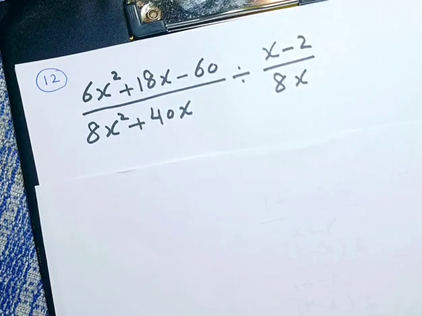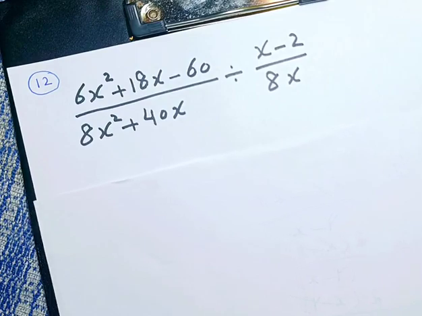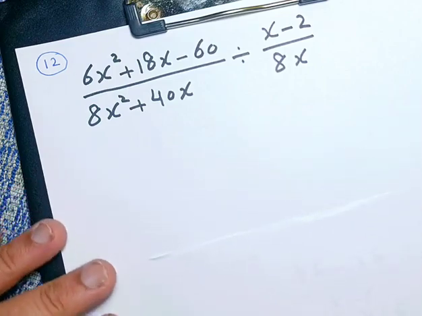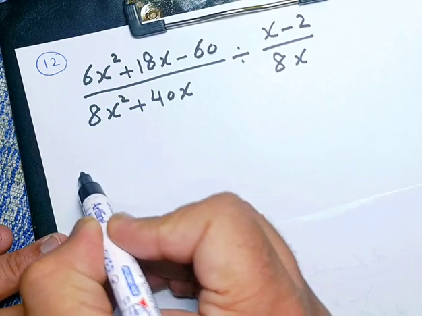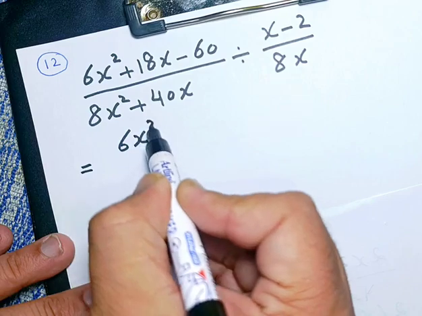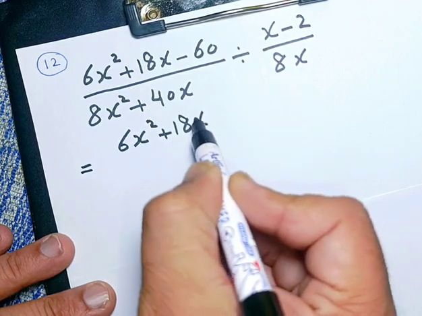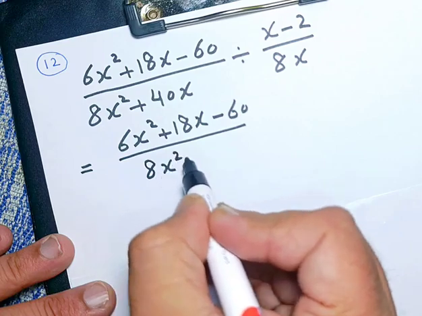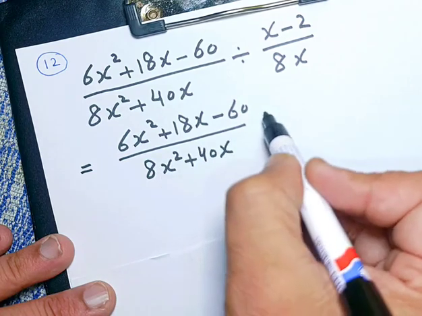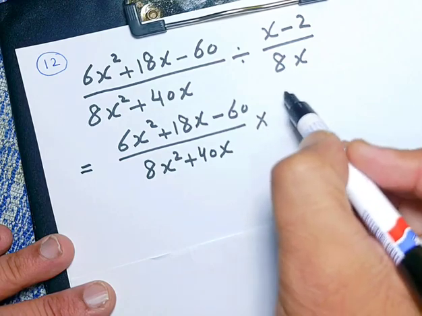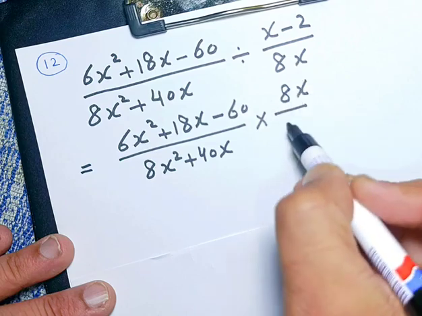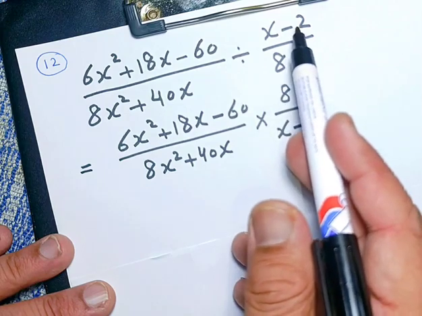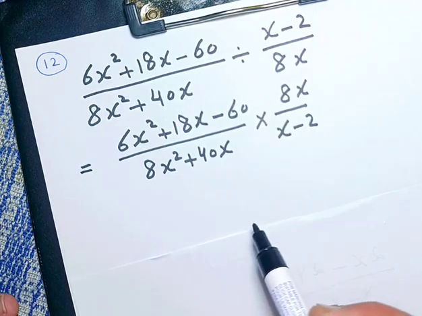So this is my final question. So now I can see the multiplication sign is in the middle, so obviously I have to invert. So now 6x squared, I'm going to leave as is, 6x squared plus 18x minus 60 over 8x squared plus 40x. Now multiply. Now the bottom will go to top, and the top will come to the bottom. So the numerator becomes denominator, denominator becomes numerator. Now I can factorize to simplify.